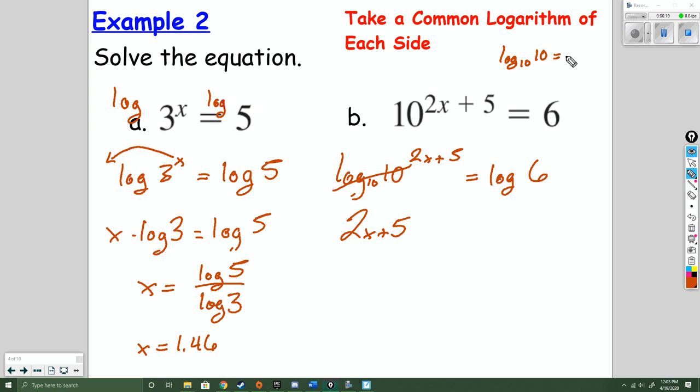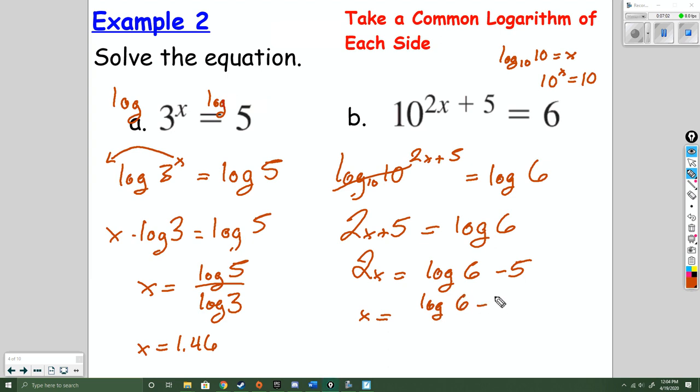All right, if we were asking ourselves, log base 10 of 10 is what? That's just saying 10 to what power equals 10, and we know that's just 1. Okay, 10 to the first power. So this is just 1 times 2x plus 5. So we have 2x plus 5 equals log of 6. Now from here we have to be rather careful. Okay, so we're going to subtract 5 first. So we have log of 6 minus 5. And then we're going to divide by 2. And we're going to divide that whole quantity by 2.